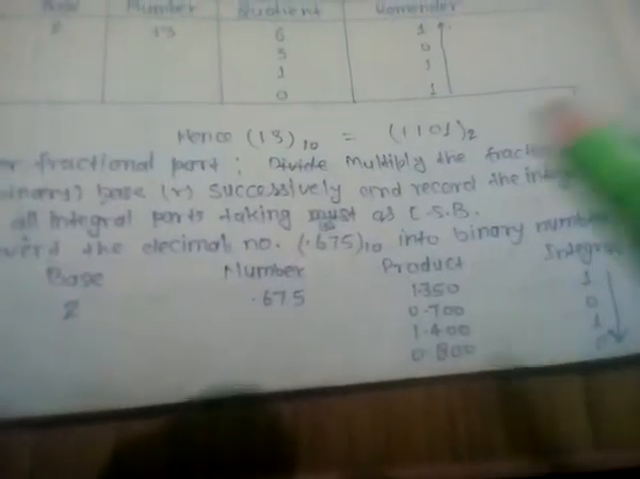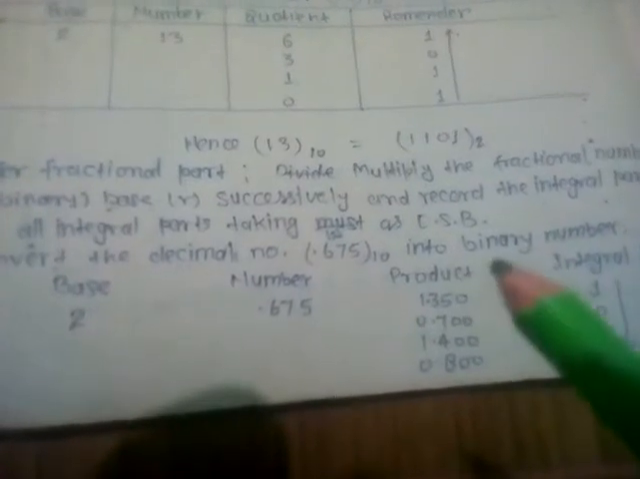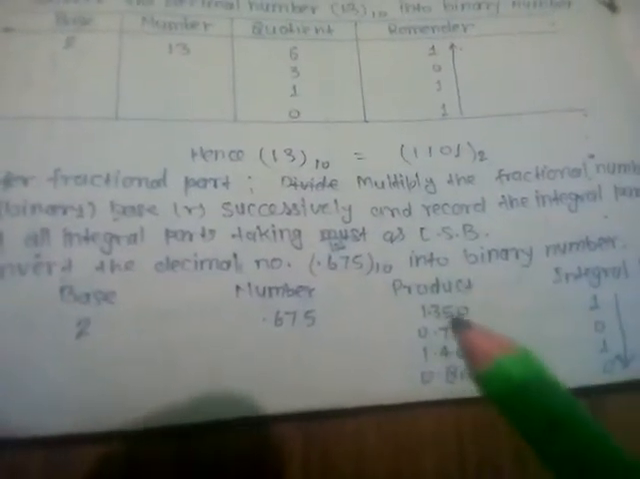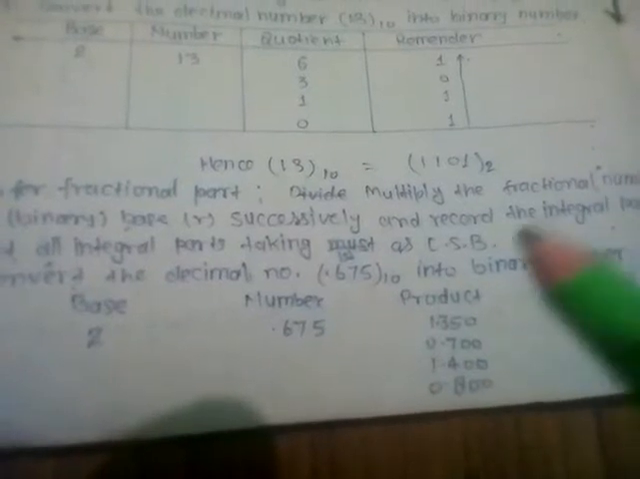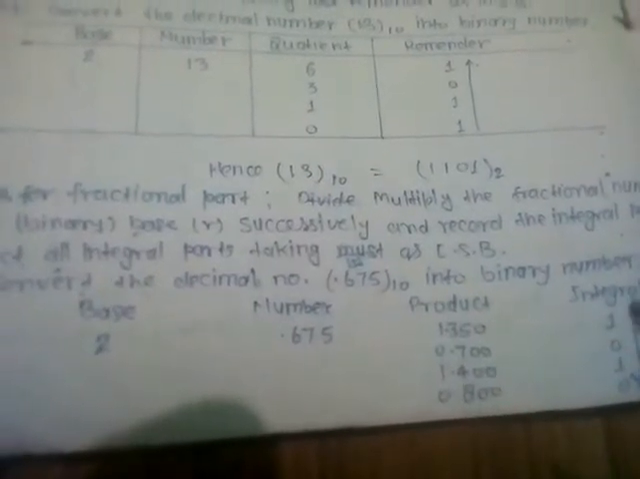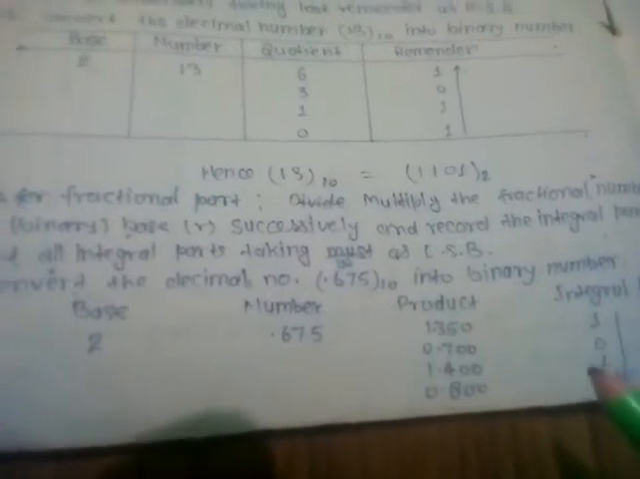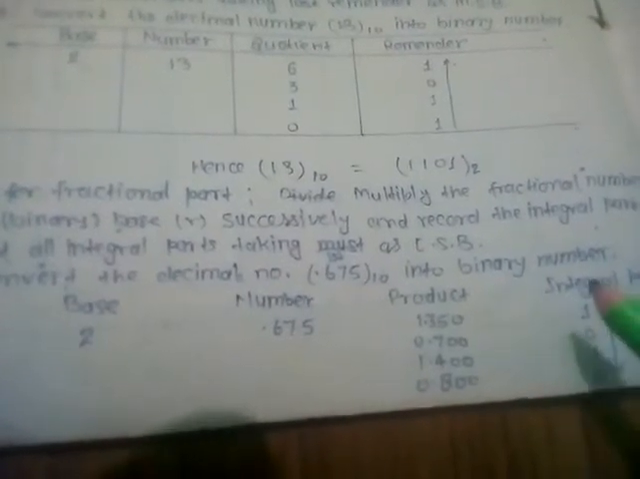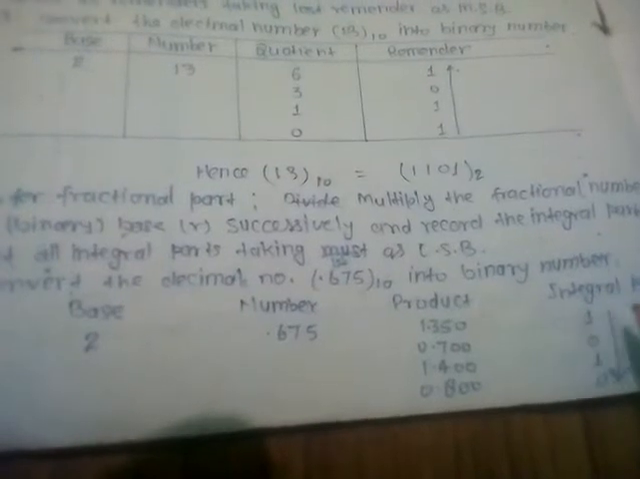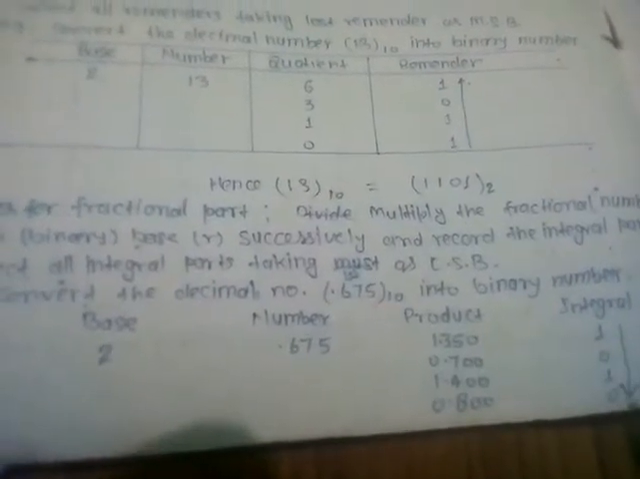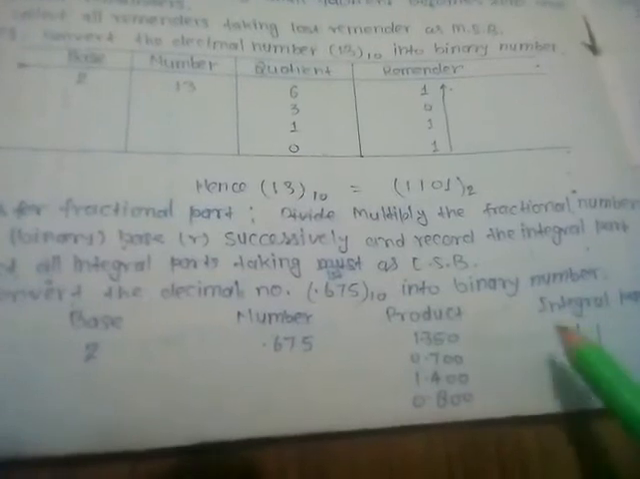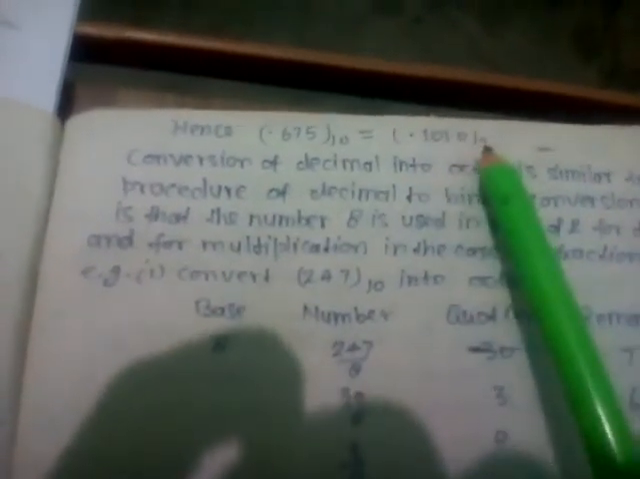In this way we can proceed the multiplication. We will stop the multiplication because we are not getting the fractional part 00, so till 4 digits we multiply here. Now collect all these integral parts from upper to lower. 1 0 1 0. How will you write it? You will write first 0.1010. This is the binary equivalent of this fractional decimal number.